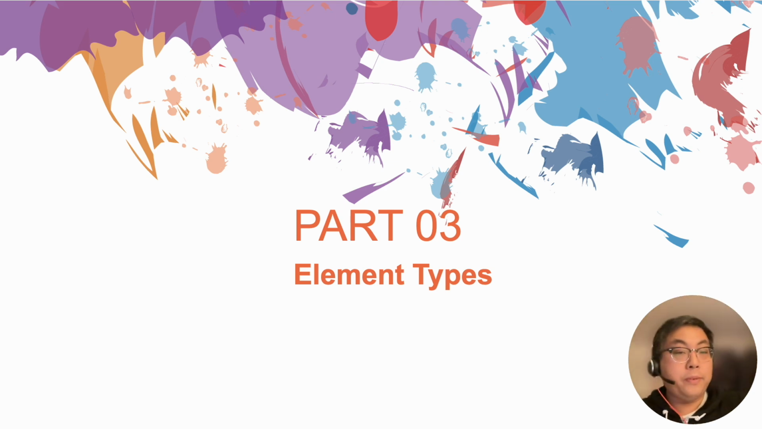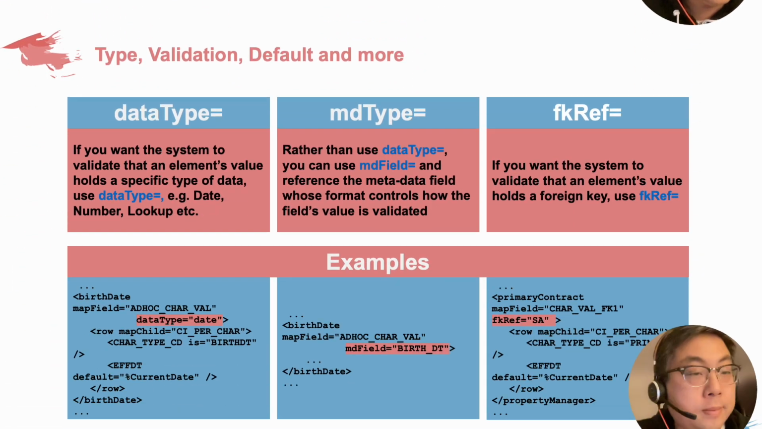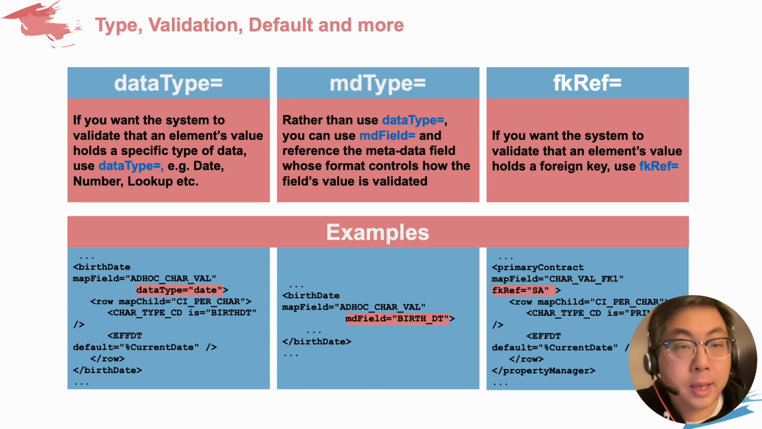Right, so moving on, part 3, element types. Okay, so now let's look at 3 different ways we can validate elements in the schema. So the first one is data type, second is MD type, and the last one is the FKref. The data type and MD type is a bit confusing, but there is a subtle difference. So let's talk through that.